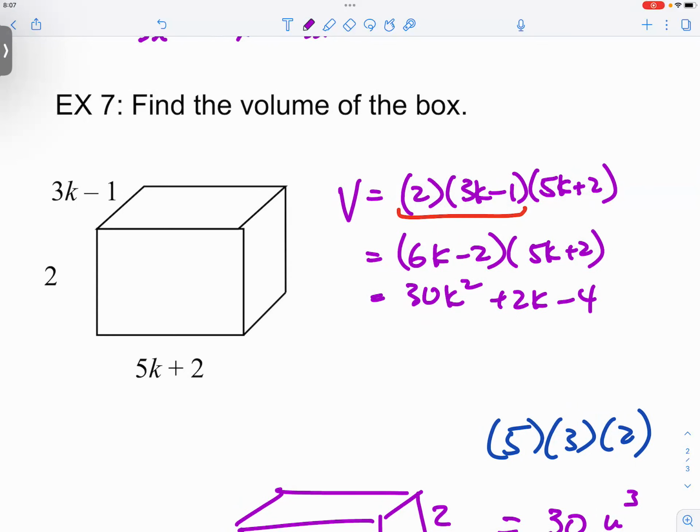So sometimes you might find the question asks you to express the volume in terms of k. That means that we don't know the exact number, but go ahead and express the volume with the k in it, okay? So express the volume in terms of k.